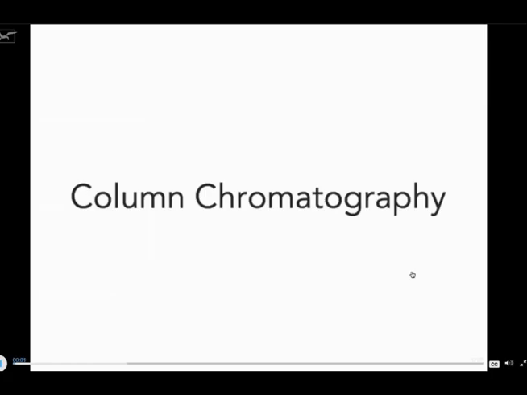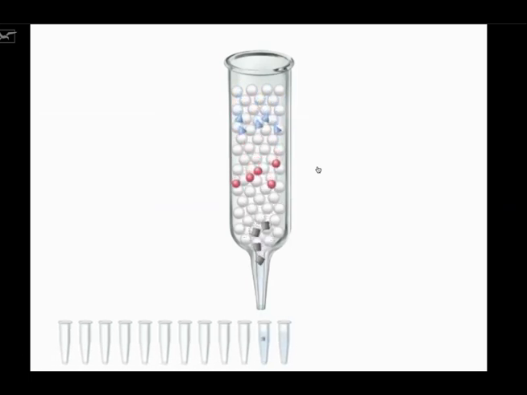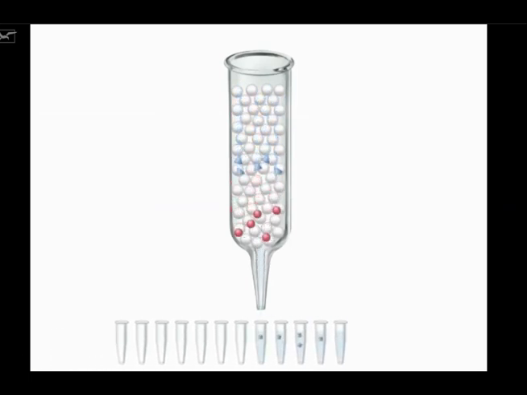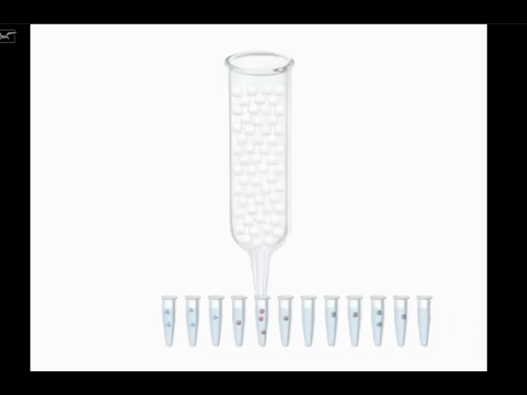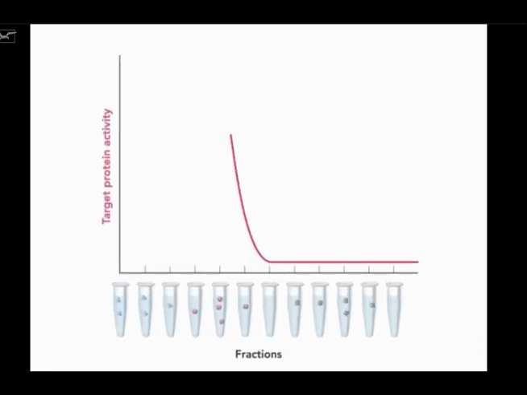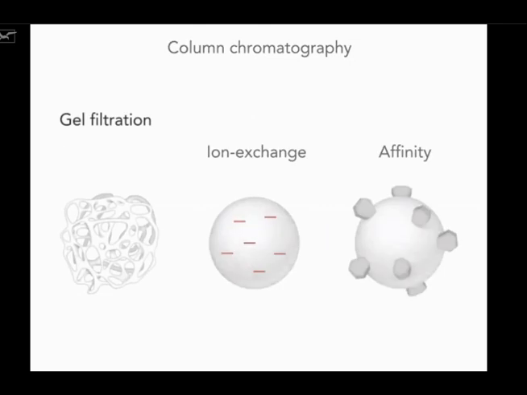Column chromatography. Column chromatography is a method of protein purification. A protein mixture is added to a column containing a solid matrix. As the mixture flows through, proteins are separated based on their different chemical or physical interactions with the column matrix. Column fractions are then tested for target protein activity, and those fractions containing the highest activity are combined for later use. There are three major methods of column chromatography: gel filtration, ion exchange, and affinity chromatography.